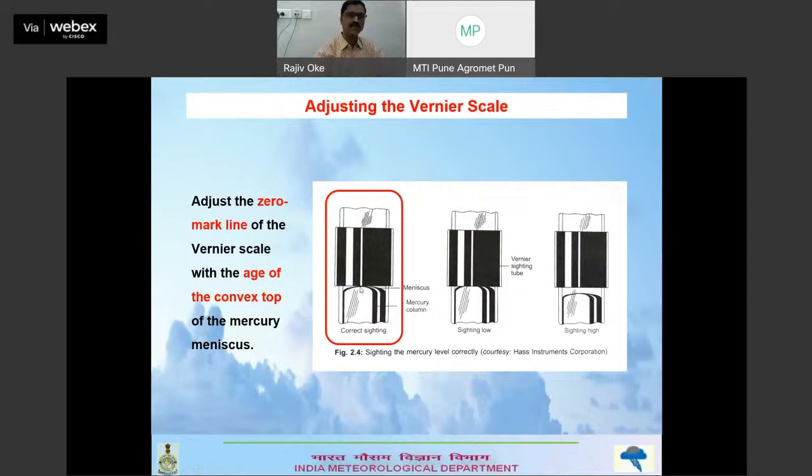At this position, you have to see the main scale reading and the vernier. This is a little bit pressed much more. This is sighting low. Here, the gap should not be there. This is a wrong method to measure the pressure.